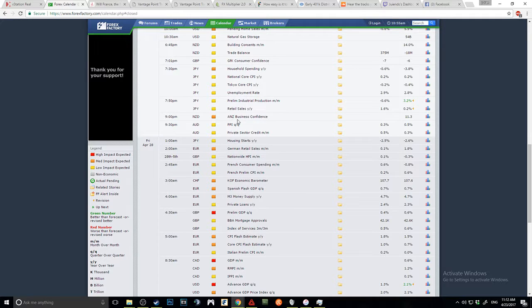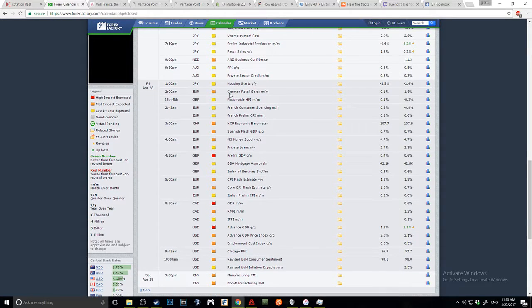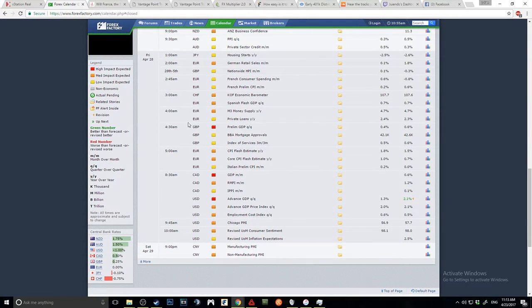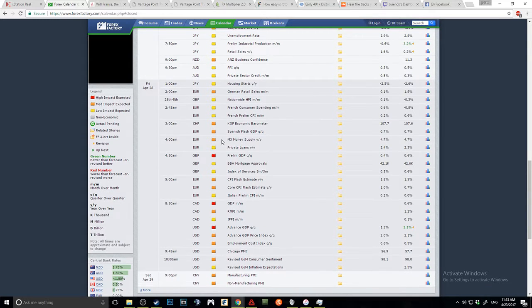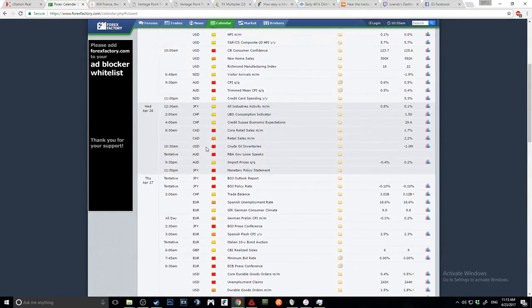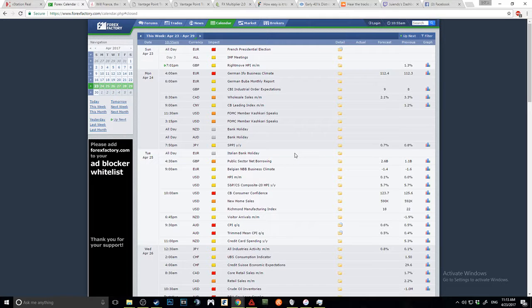Later in the evening, we have some business confidence with New Zealand. And going down to Friday, we don't have that much, but we have middle impact news in the London session, all the way to the New York session and Asian session until the market is closed. Alright, now that we've covered what was going on with the news, we're going to jump into the charts.